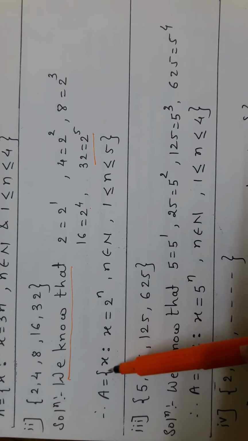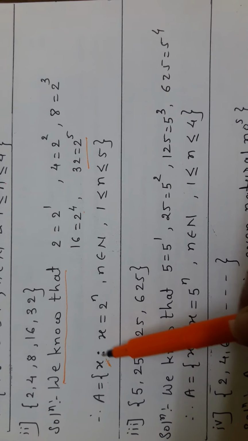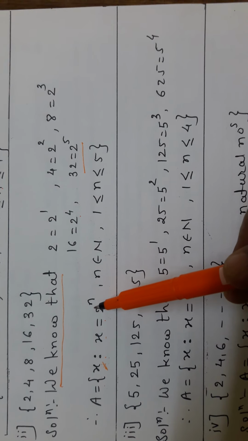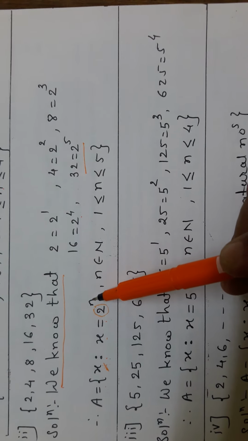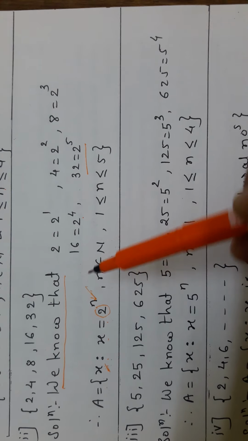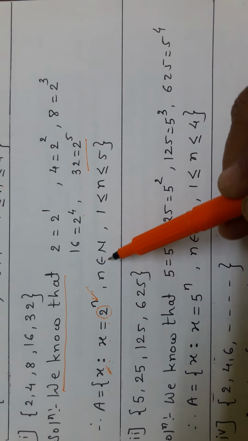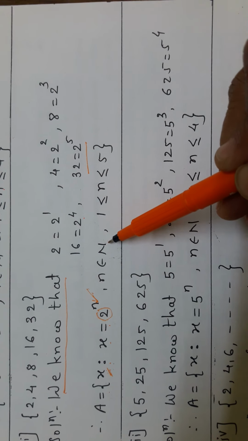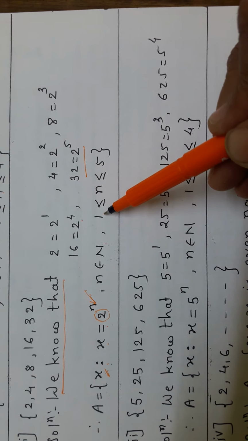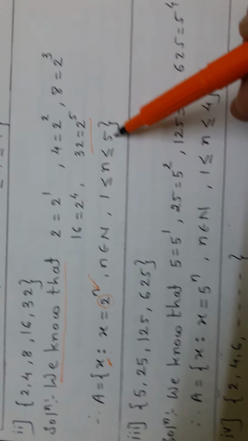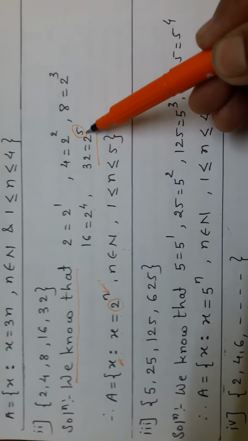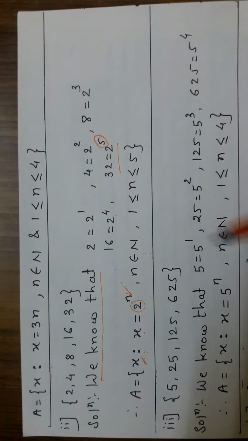Therefore, A is a set of all x such that x is equal to 2 raised to the power n, where n is changing, that's why 2 raised to the power n, n belongs to capital N, that is natural number, and n is greater or equal to 1 and less or equal to 5, because here we have taken the value of n up to 5.